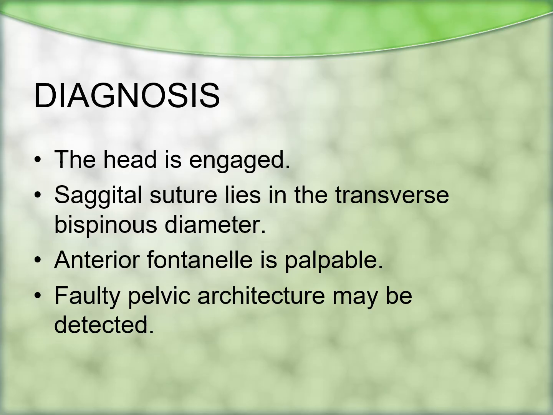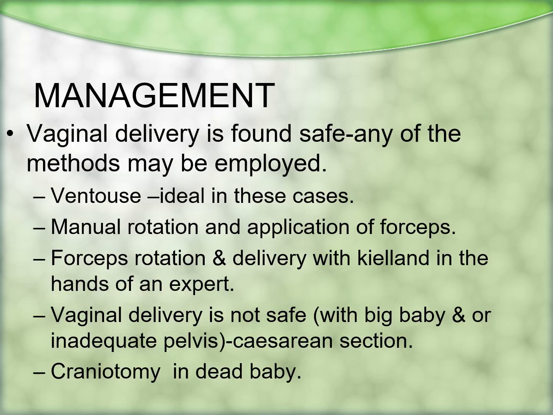And how to diagnose the deep transverse arrest: the head will be engaged. When you are doing the pelvic examination, you can see the sagittal suture will be in the transverse diameter of the pelvis. The anterior fontanelle will be palpable, and if you are assessing the pelvic capacity, it will be defective. Defects in the pelvic capacity, that is converging side walls or prominent ischial spines, such things you can see.